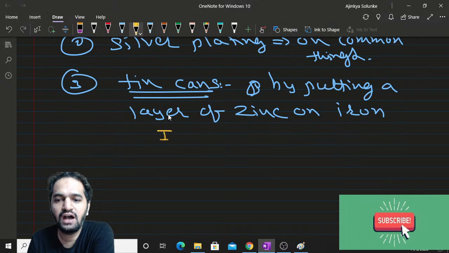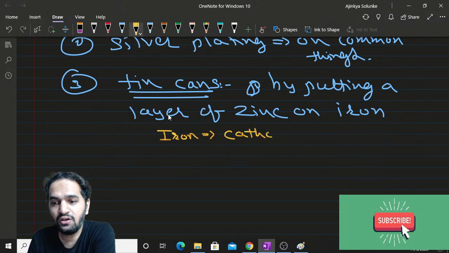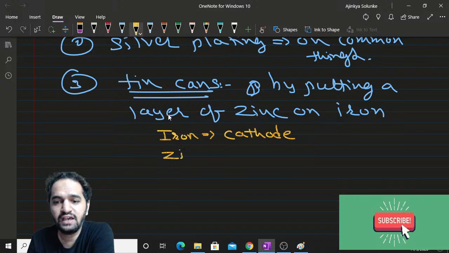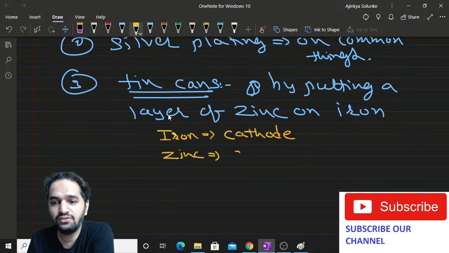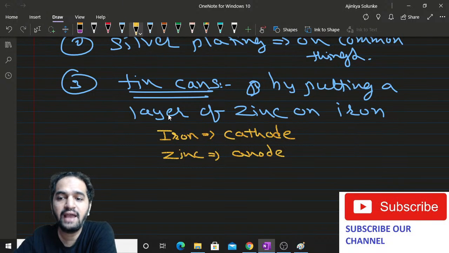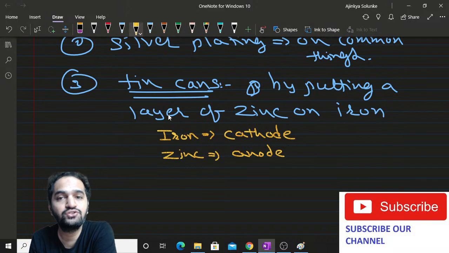Okay, so iron will be attached to whom? Cathode, because that is the material on which we want to have a layer, and the material we want to provide is zinc. So zinc has to be attached to the anode, so that it will be distributed inside the solution. It will come out of that anode and it will attach itself towards the cathode. So we are going to attach iron to cathode and zinc has to be attached to anode.